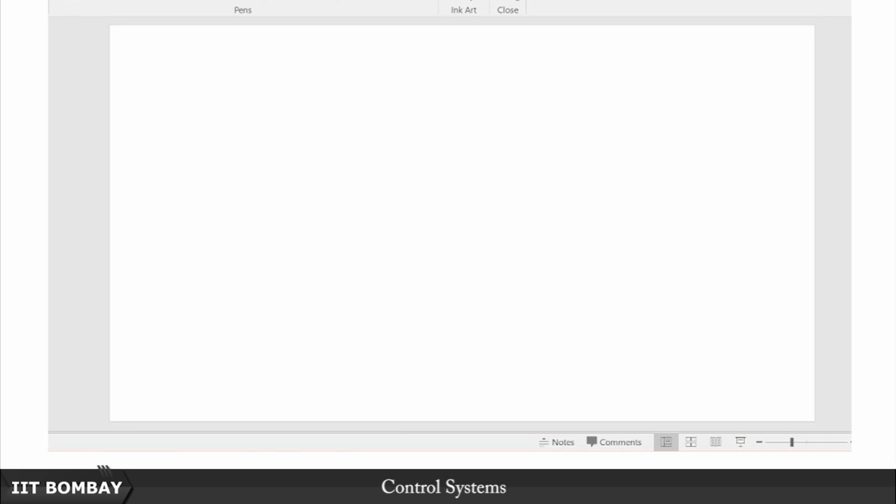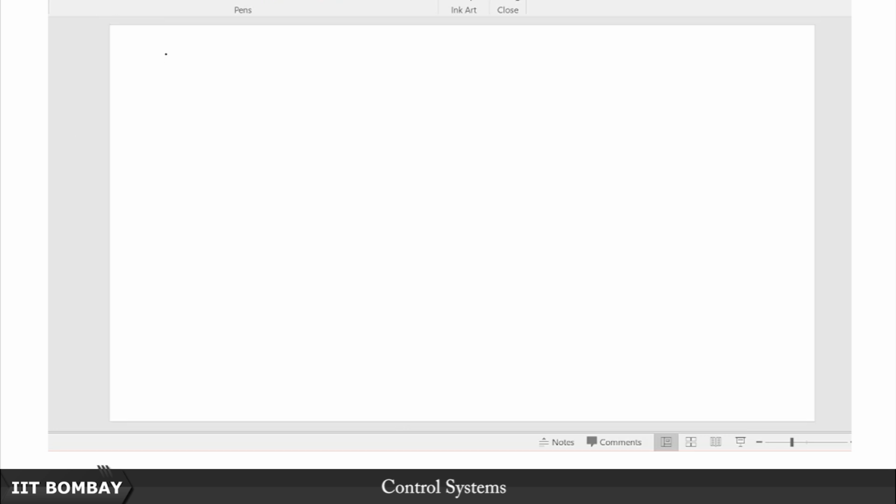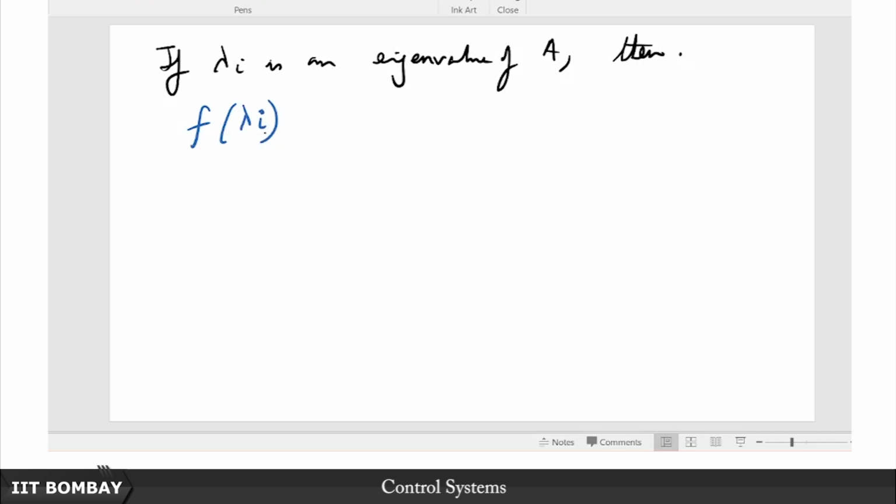Now notice, let me put this in a box here, there is an important thing that is happening here. So this blue box: notice if lambda i is an eigenvalue of A, then here is the deal, you have f of lambda i is equal to this chi A of lambda i times the q of lambda i plus g of lambda i.